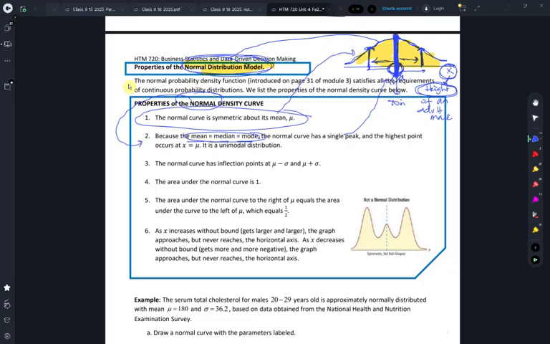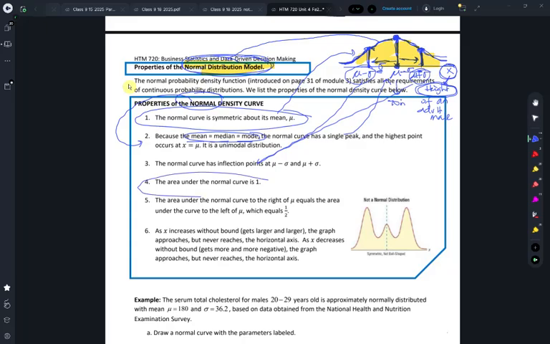Then there are these points where the probability curve tends to fall faster. Those two points are called the points of inflection, and they occur if, from the mean, the average value in the middle, you take one standard deviation forward from the mean and one standard deviation backward from the mean, you arrive at the inflection points.